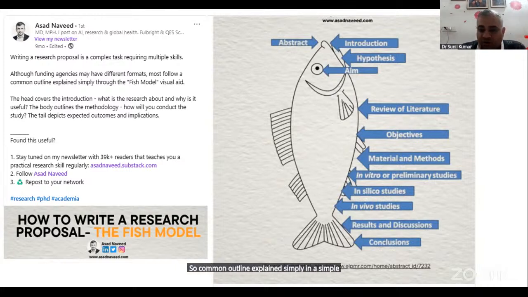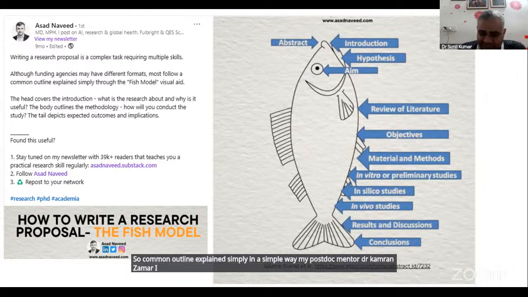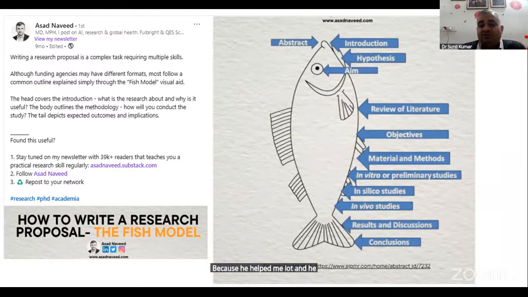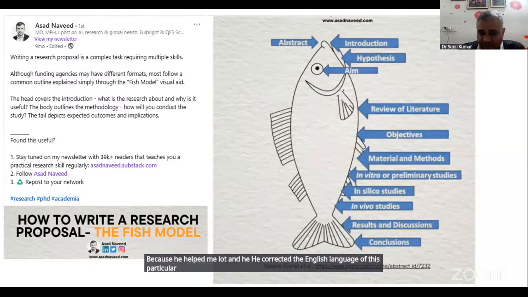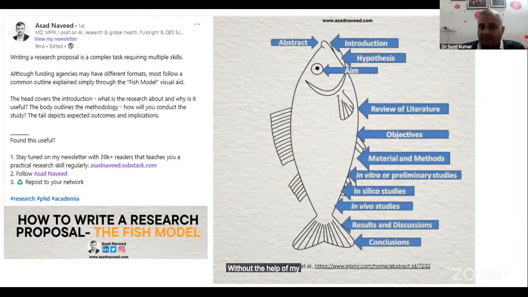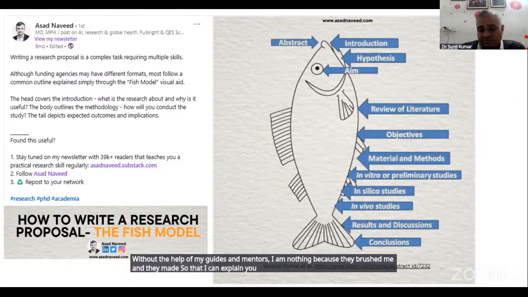My postdoc mentor, Dr. Kamran Zamar, I won't mention his name here because he helped me a lot, and he corrected the English language of this writing. He's a Scientist E now at the Belagavi Research Center of ICMR. Why do I mention my mentor's or guide's name here? Because without the help of my guides and mentors, I am nothing. They brushed me up so that I can explain this model and the topics related to my research and other things.